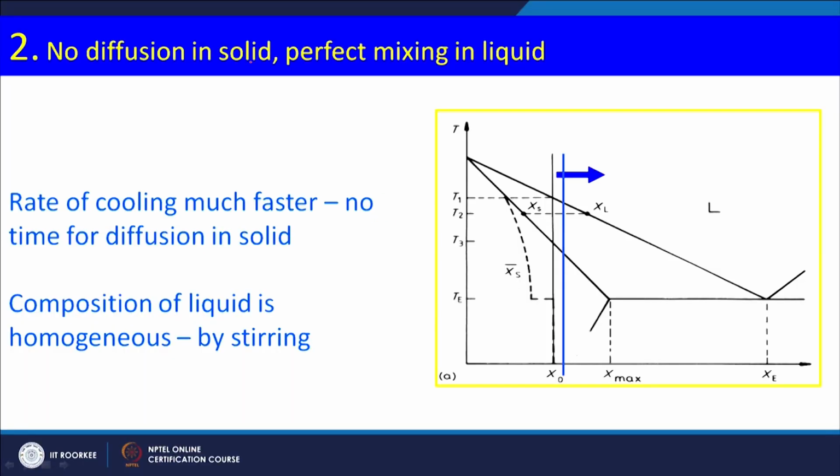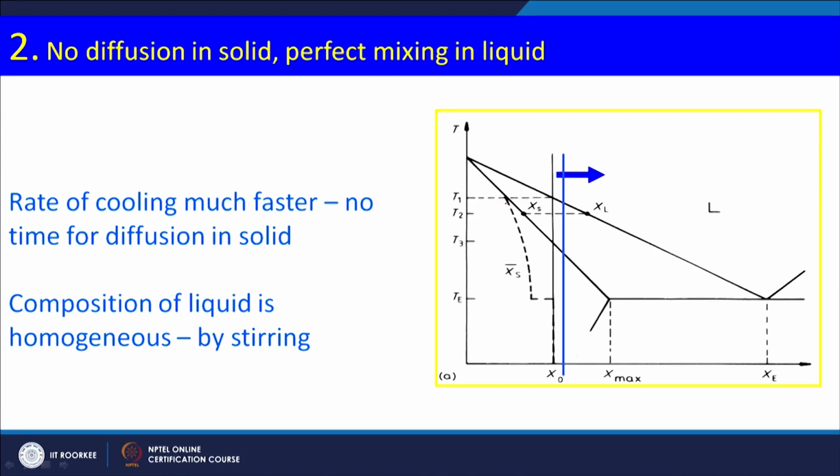So, first condition we are taking is no diffusion in solid and perfect mixing in liquid. So, rate of cooling has to be much faster, because I am not allowing any diffusion to take place, and composition of liquid is homogeneous. That is why we are ensuring by putting a stirrer in the liquid. So, whatever solute is rejected from the solid, it will be uniformly distributed throughout the liquid.